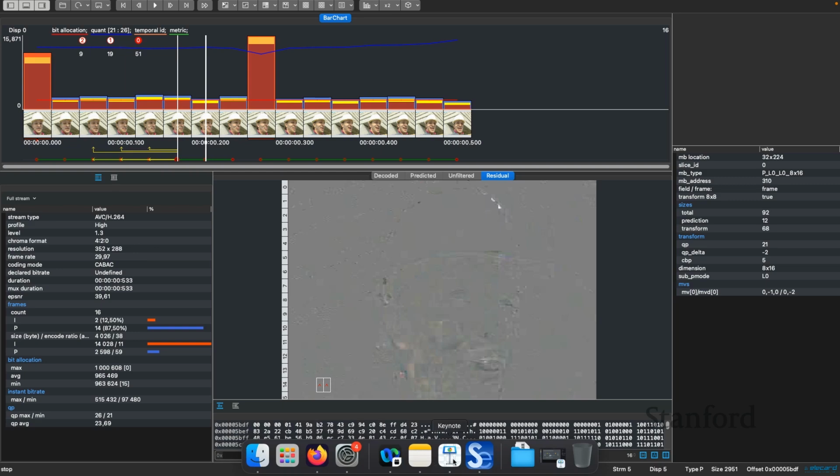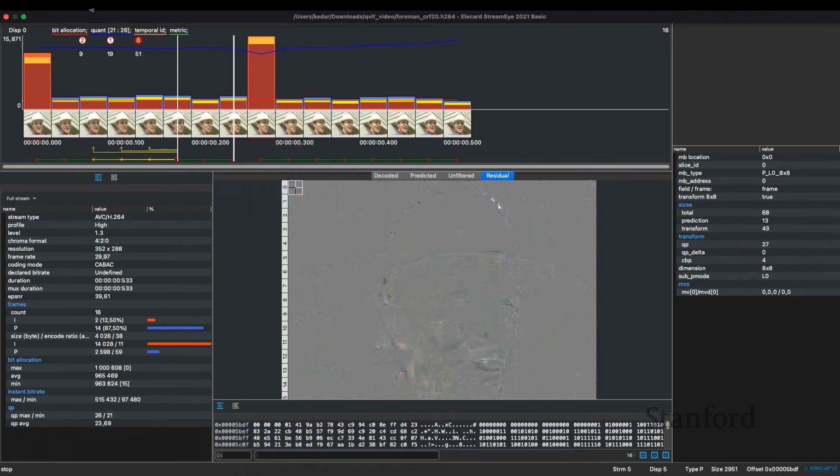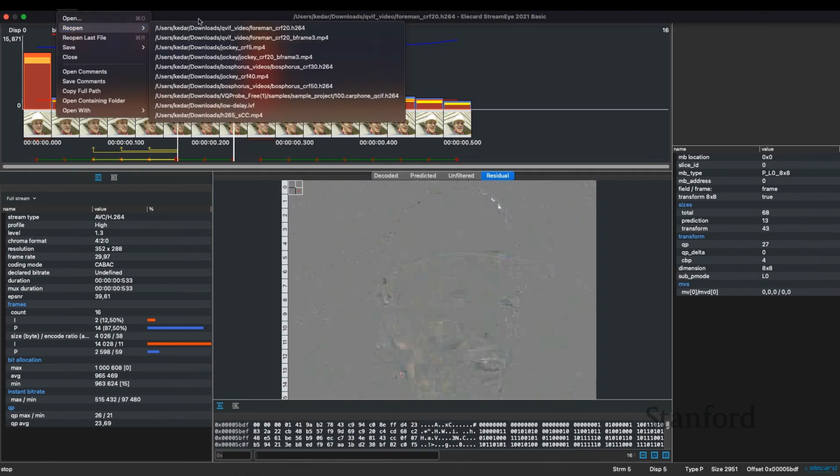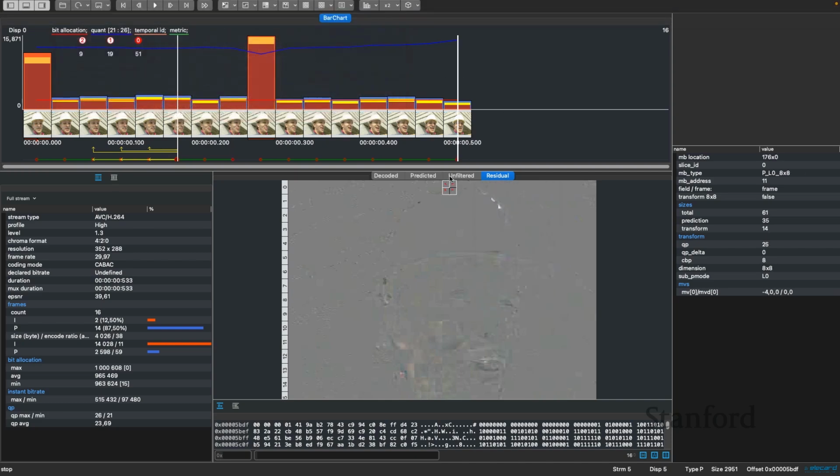Actually, let's also see another video, which is the jockey one, which is our standard video. Yeah. So for compressing the residual frames, do we use a different image compressor or some different parameters compared to the I-frames? Because these do look different from natural images.